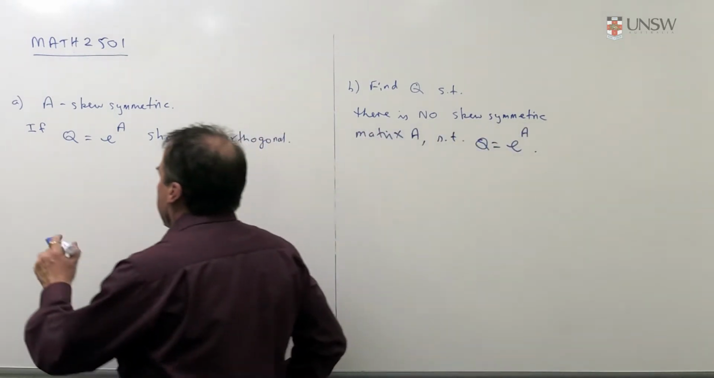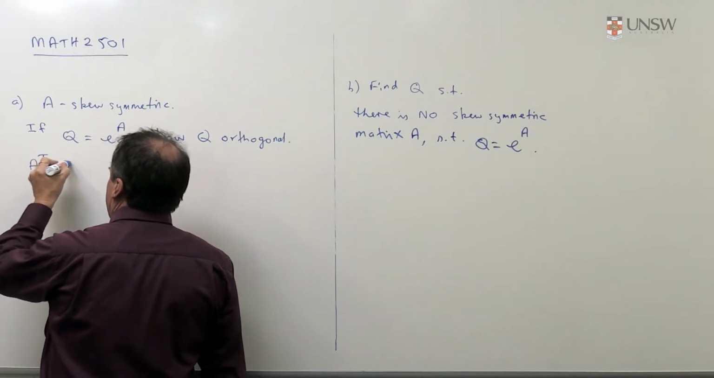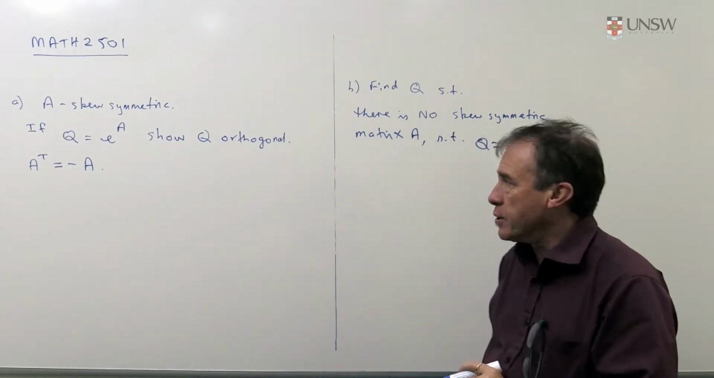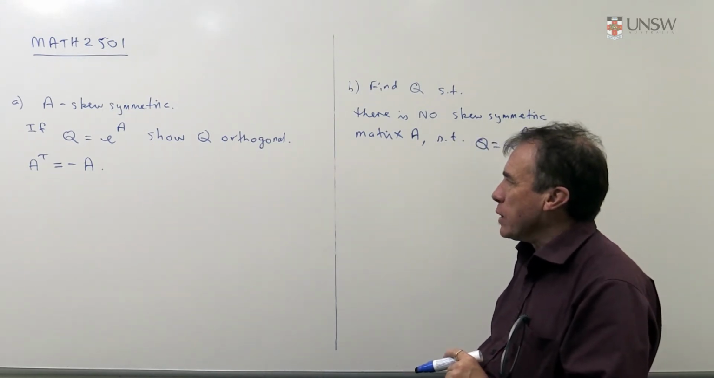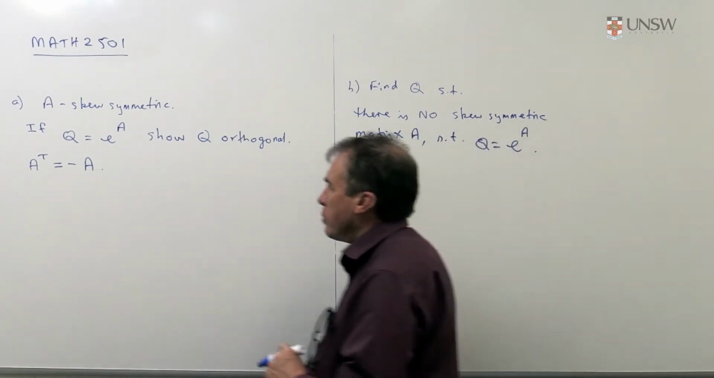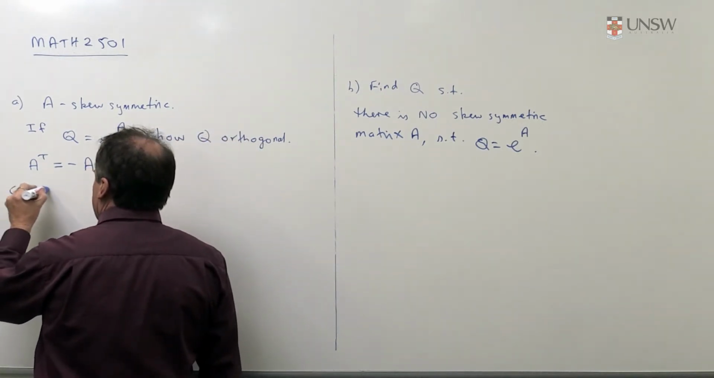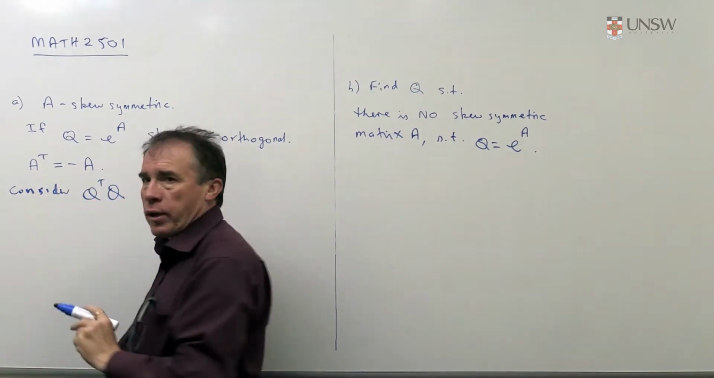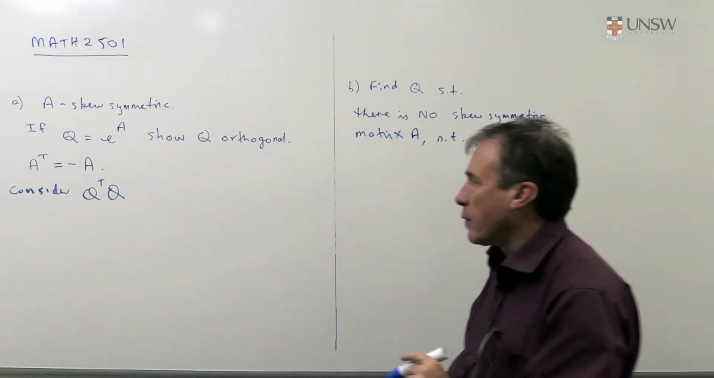So firstly, A is skew-symmetric. So that means if you take the transpose of A, you get minus A. So that's the first thing we have to note there. Now Q is equal to e to the A, and I want to show Q is orthogonal. So to show that a matrix is orthogonal, we have to consider Q transpose Q. And we hope to get the identity matrix out of that.